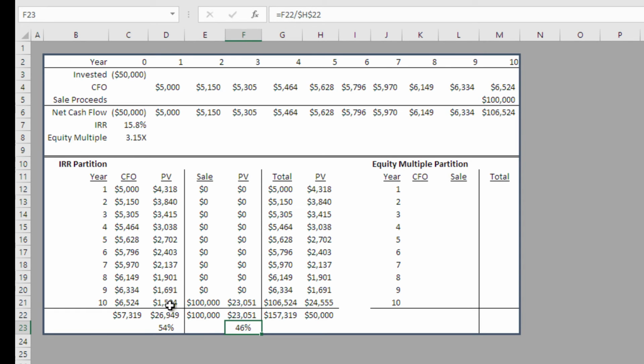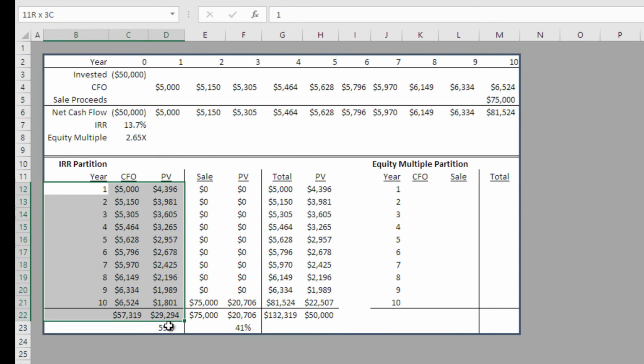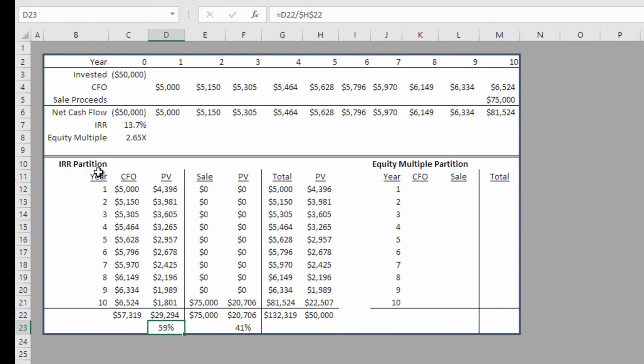Even more so, let's imagine that there was less appreciation and our sale was only 75,000. We get even more of our IRR, or a proportionate share of our IRR, from income versus sale. Let me undo that with a Control Z.